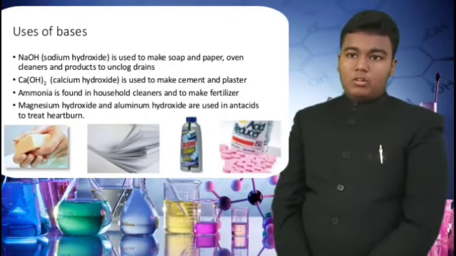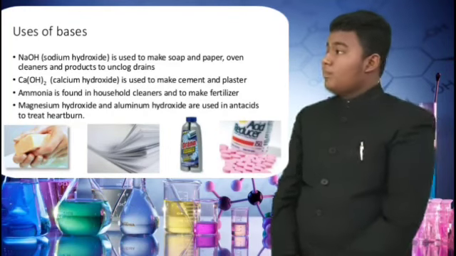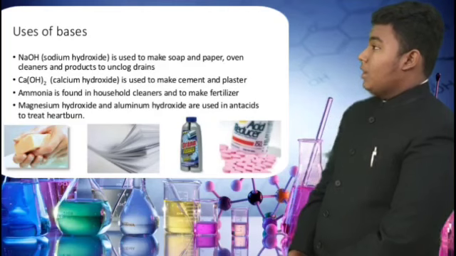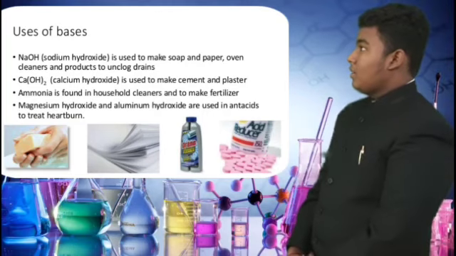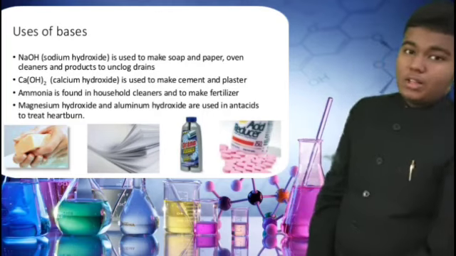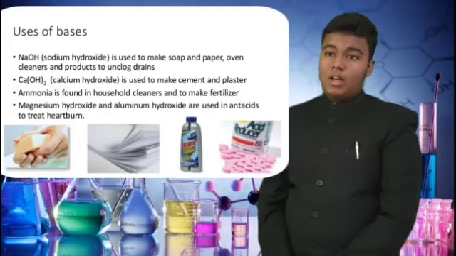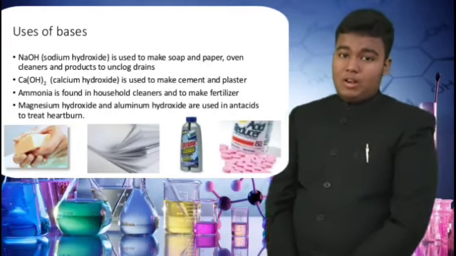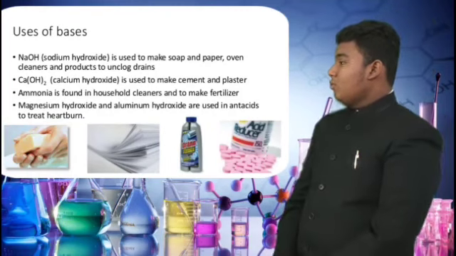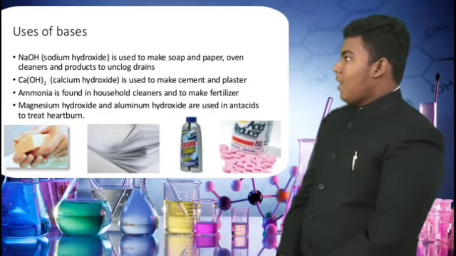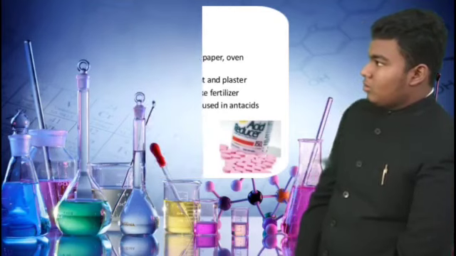Then if we talk about ammonia, ammonia is used in household cleaners and it is also used to make fertilizers. Lastly, calcium hydroxide is used to make plaster and cement. So these were the uses of bases.